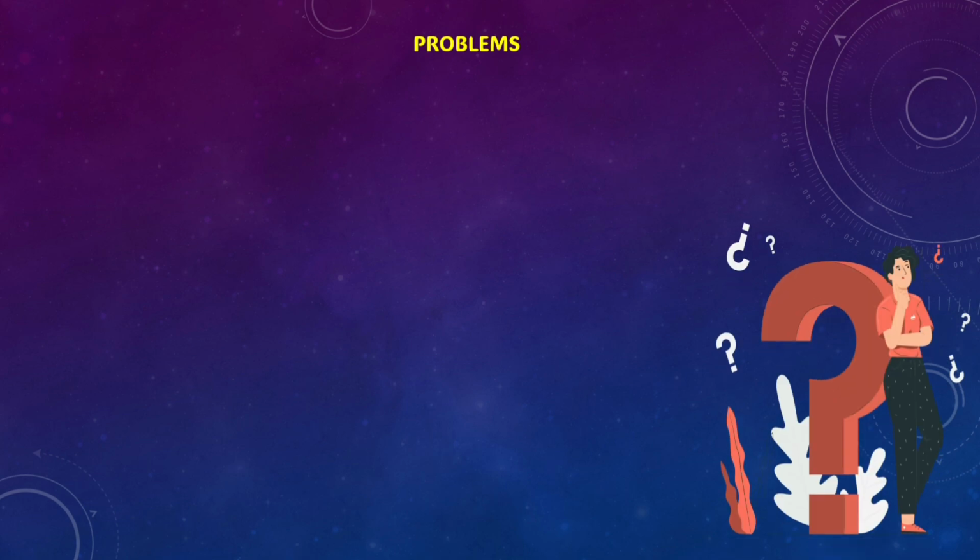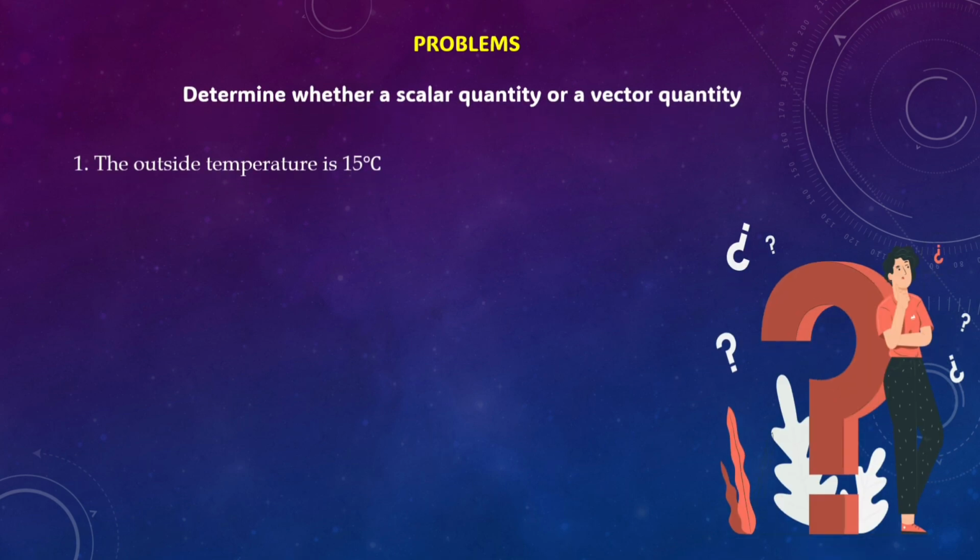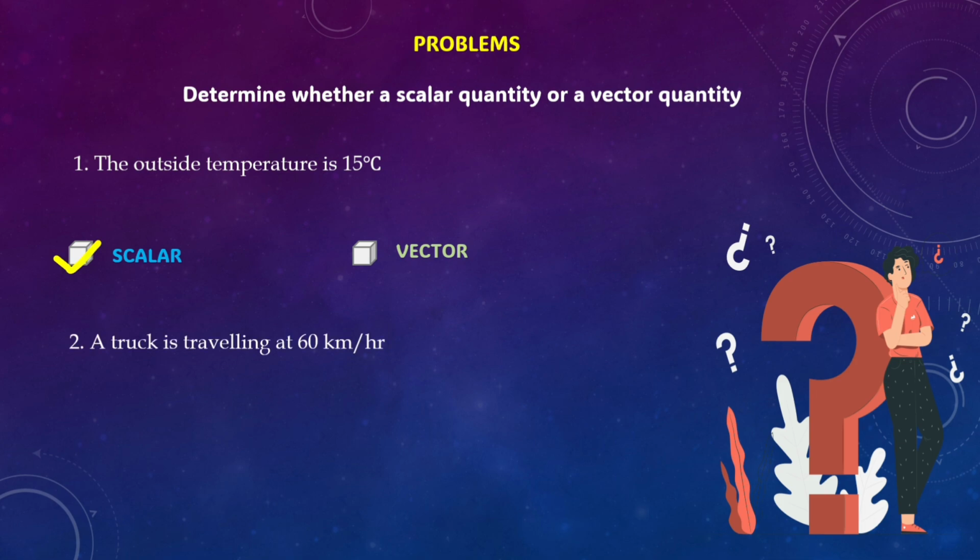Let's take some problems, where you have to determine whether a given quantity is scalar or vector. First: the outside temperature is 15 degrees Celsius. As we know, temperature is a scalar quantity, so the answer is scalar. Second: a truck is traveling at 60 kilometers per hour. In that question, no direction is mentioned, so this is a scalar.